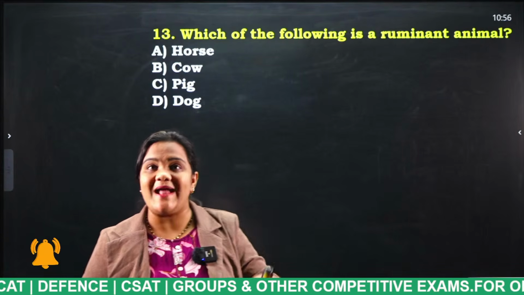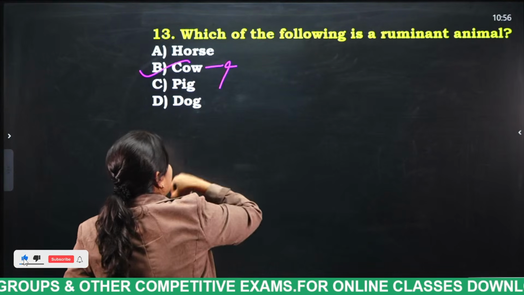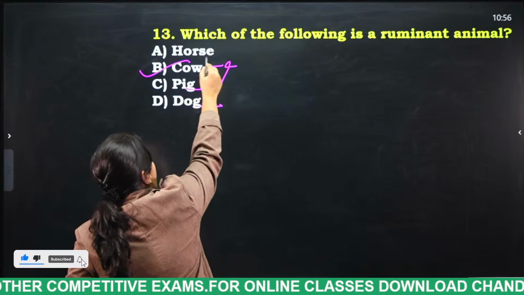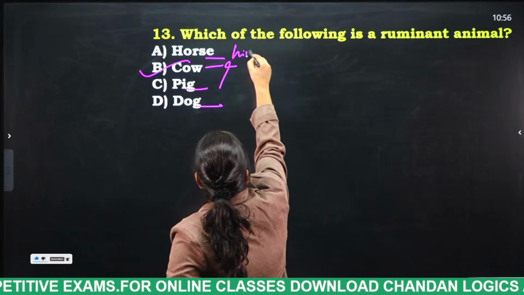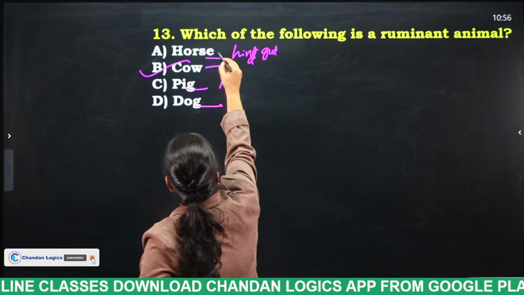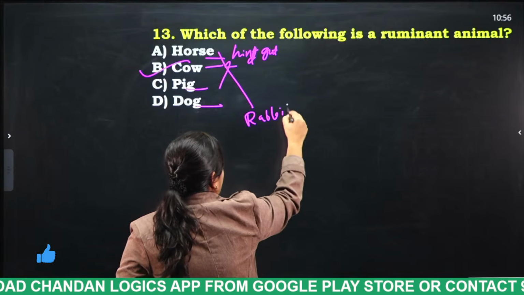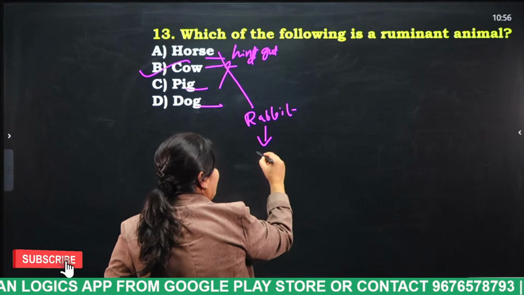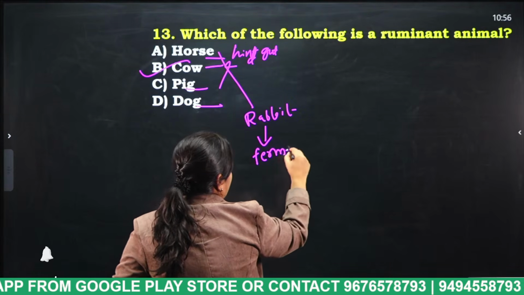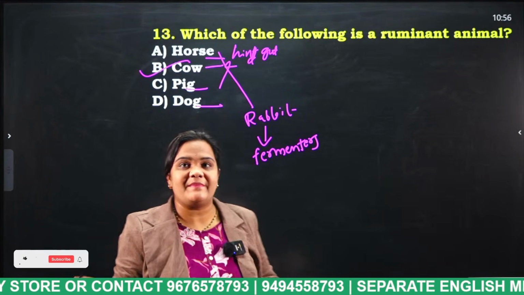So what type of animal is that? Cow. Very good. It has a 4-chambered stomach, while dog, pig, and horse do not. Horse and rabbit have a hind gut. That means they have separate fermenters. And pig and dog have a single stomach like us.